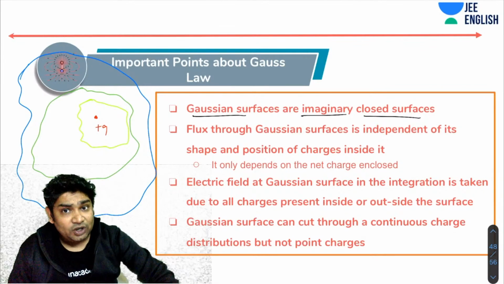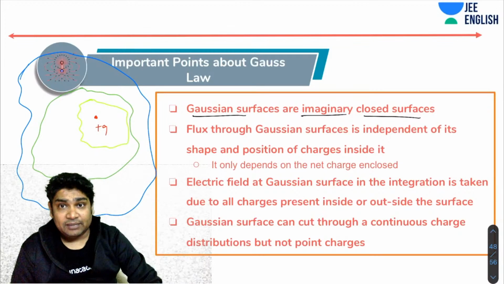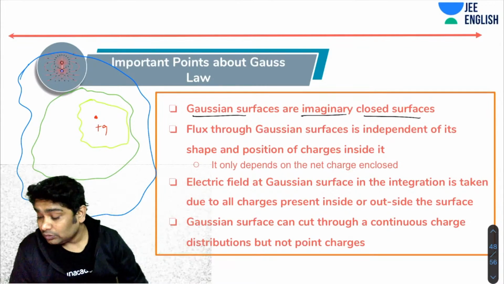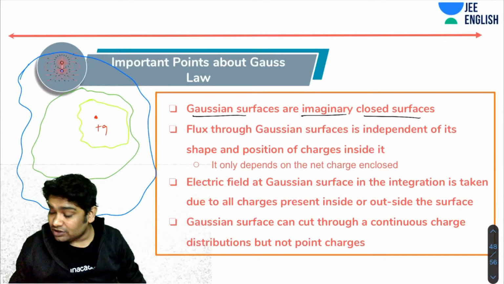So the shape of the Gaussian surface and the position of the charge does not really matter while calculating the net flux. It only depends on the net charge enclosed. Please note, net charge.